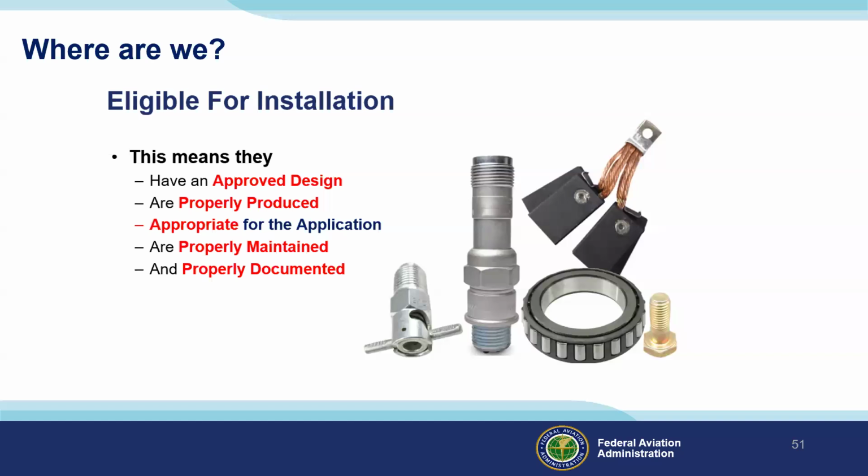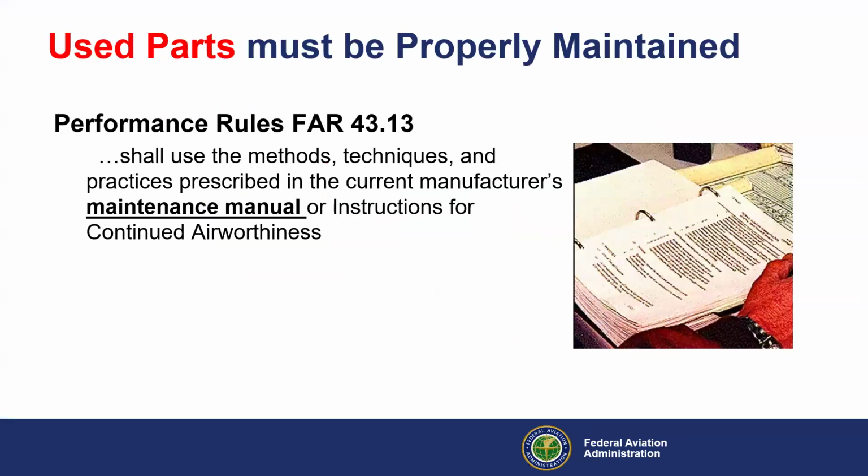So where are we? Eligible for installation. We've looked at the approved design. We've looked at how parts are properly produced, and we just looked at the part being appropriate for the application. So we've got to look at how parts are properly maintained, and here we're talking about used parts, and how parts are properly documented, whether they're new or used. So used parts must be properly maintained.